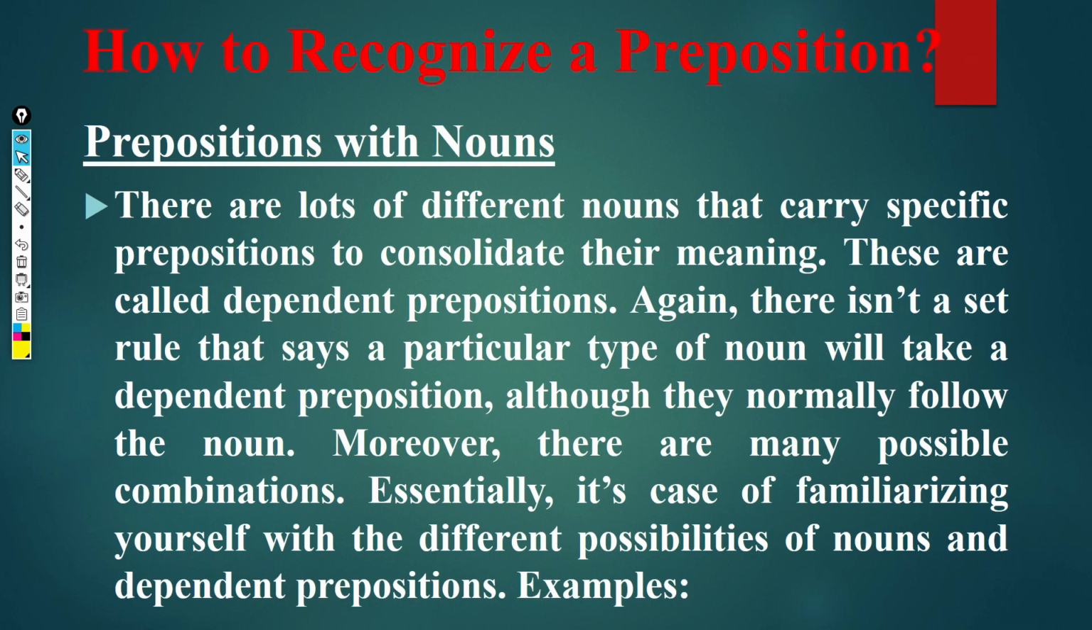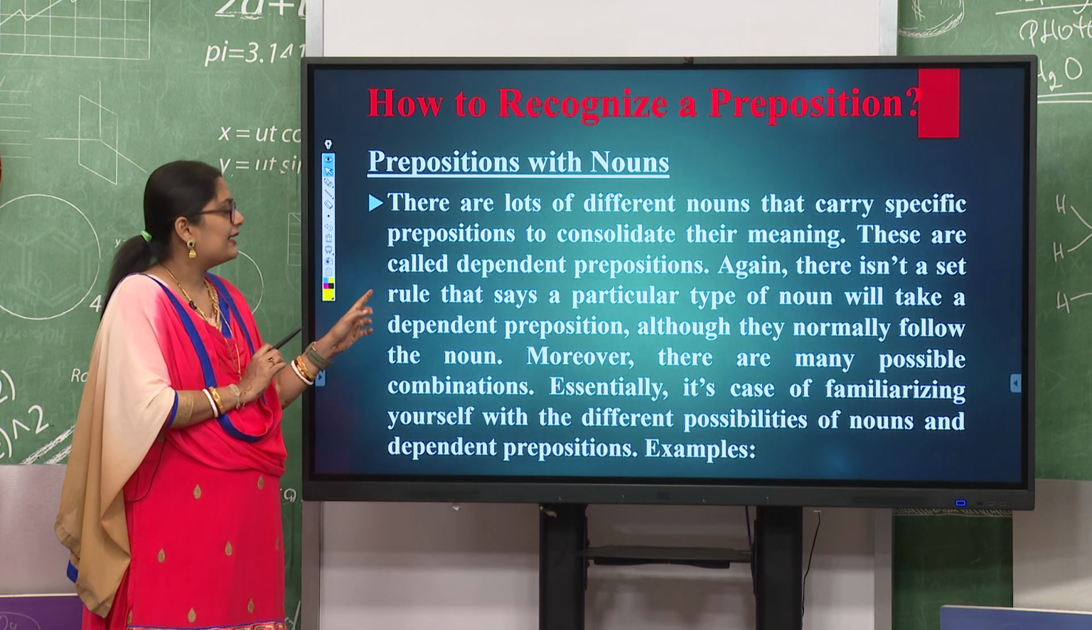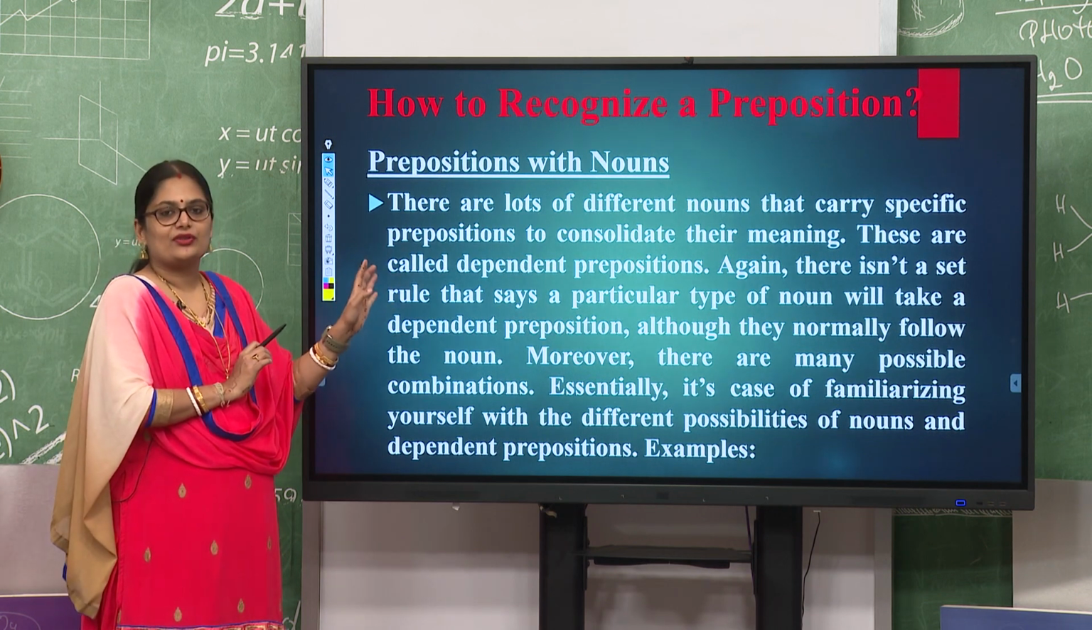Now, prepositions with nouns. How do we recognize a preposition with a noun? We will learn to recognize a preposition with a noun, with a verb, etc. So, the first example is recognizing a preposition with a noun. There are lots of different nouns that carry specific prepositions to bring about a solid meaning to the sentence. These are called dependent prepositions. Children, note down. These are called dependent prepositions.